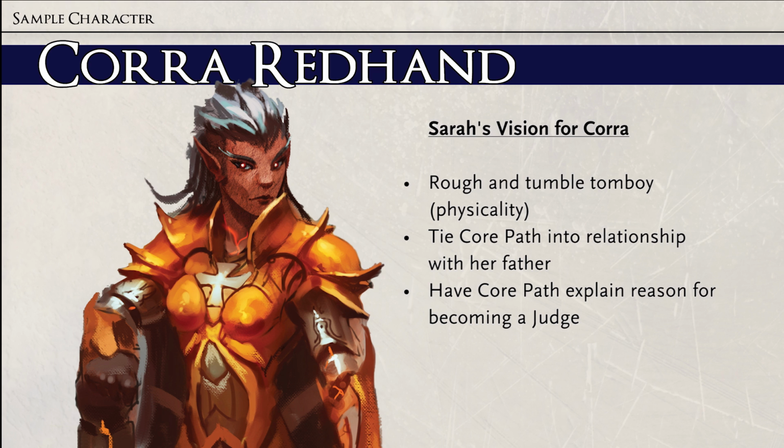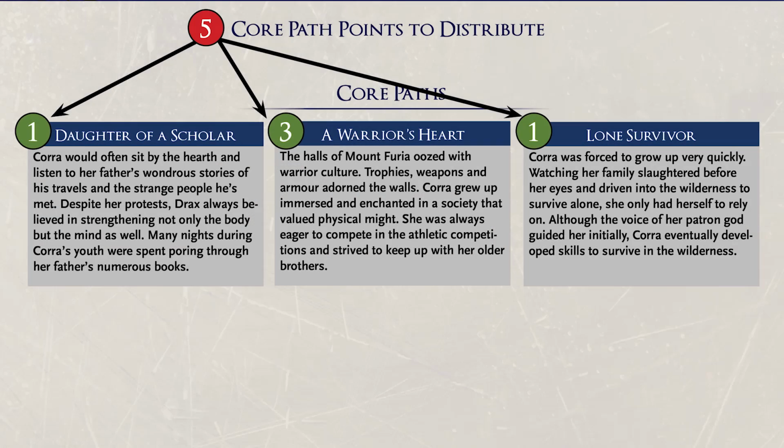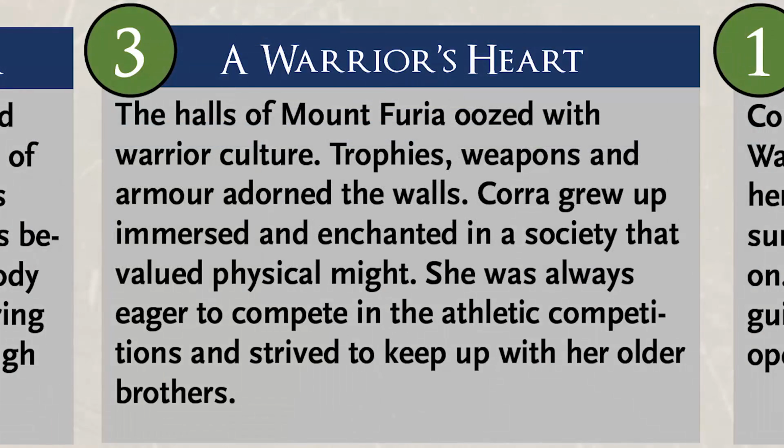So let's look at her core paths individually to see how she brought all of this together. At level 1, players have 5 points to distribute among 3 core paths with some rules to guide the distribution. Cora's most prominent core path is a Warrior's Heart. This could also be seen as the biggest slice of her life pie.